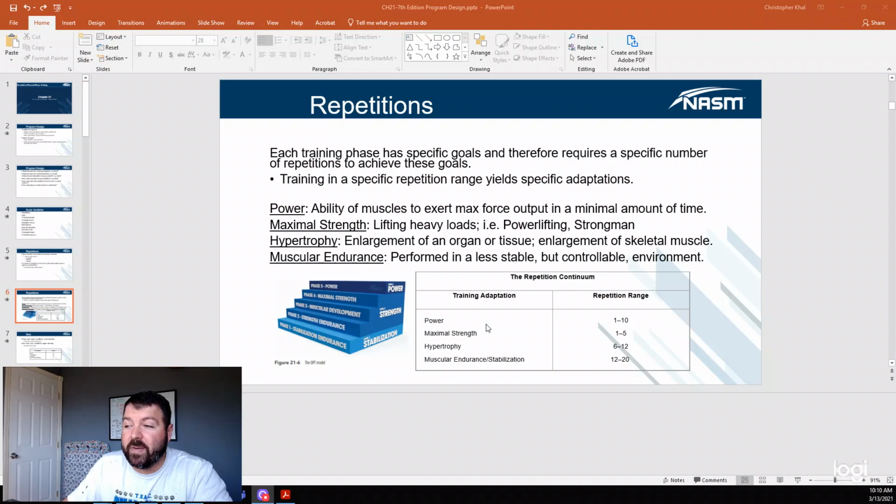Okay, and the last one's power. Power is the ability of the muscle to exert max force output in a minimal amount of time. So the rep range is about 1 to 10. And these will be really, really quick exercises we'll get to a little bit later on for the power stuff.